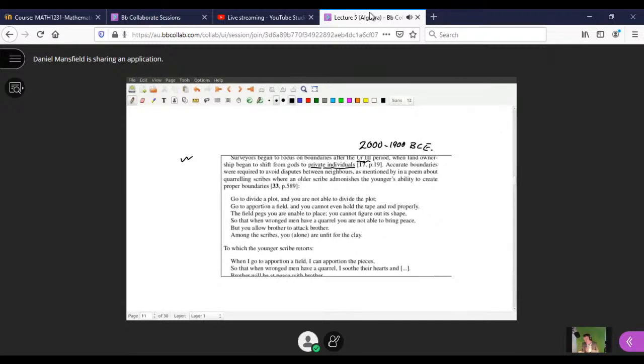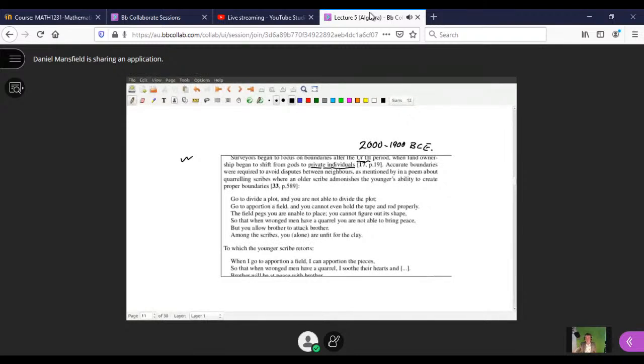This one's about two scribes. The older scribe is all knowledgeable and wizened, and the younger scribe is all like, I'm the best scribe in town. And the older one puts him in his place, and he puts him in his place viciously as follows.